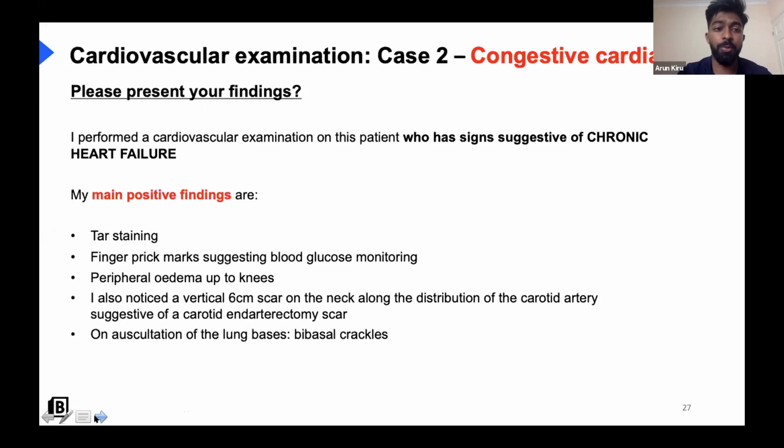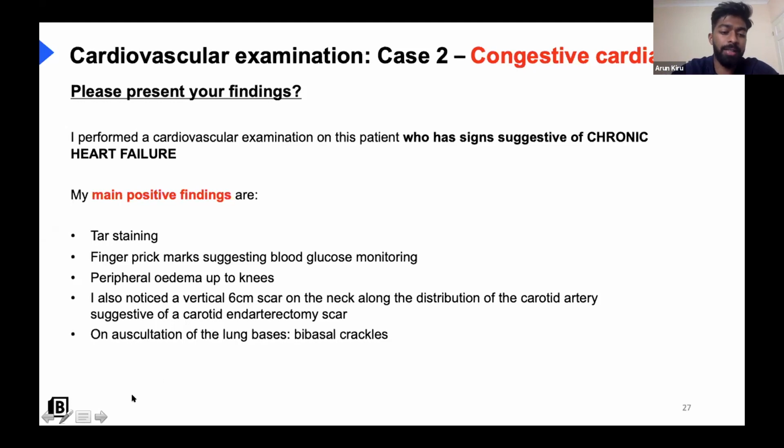Okay, now present these findings. Remember, we had lots of findings here. I performed a cardiovascular exam on this patient who has signs suggestive of chronic heart failure. My main positive findings are, now we're just going to list them out. We've got tar staining, which is a sign of another vascular risk factor of smoking, finger prick marks suggesting blood glucose monitoring, diabetes. They've got peripheral edema up to the knees. Then moving on to the neck, I noticed this vertical 6 centimeter scar on the neck along the distribution of the carotid artery, which suggests a carotid endarterectomy scar. And then listening to the chest, at the lung bases, I can hear some bibasal crackles.